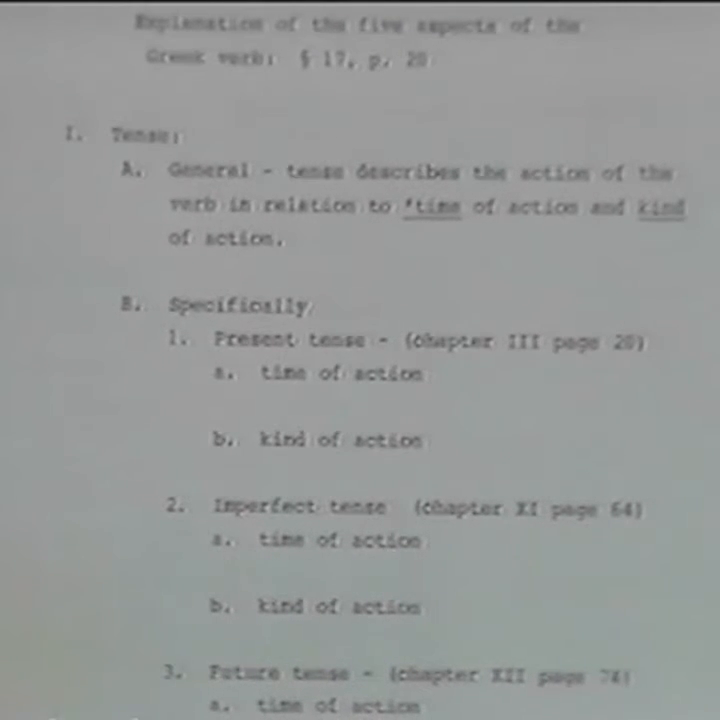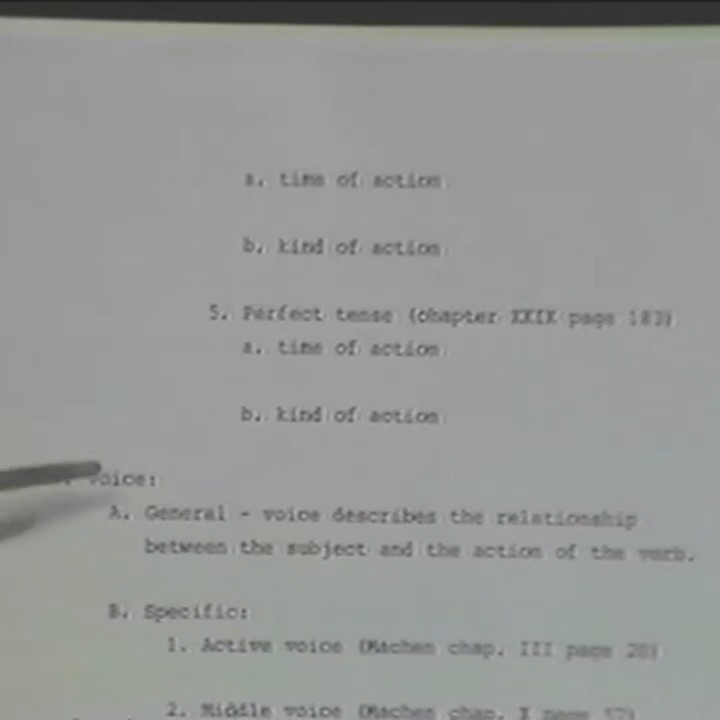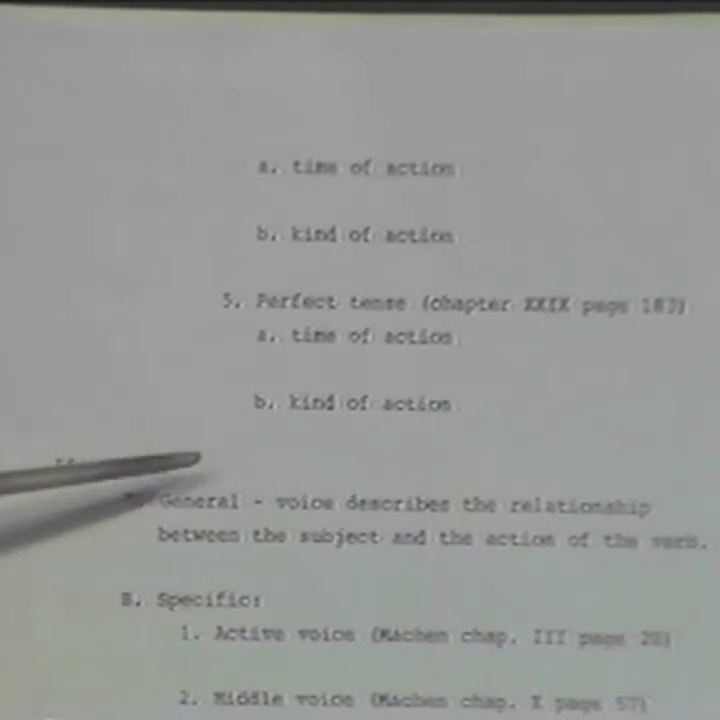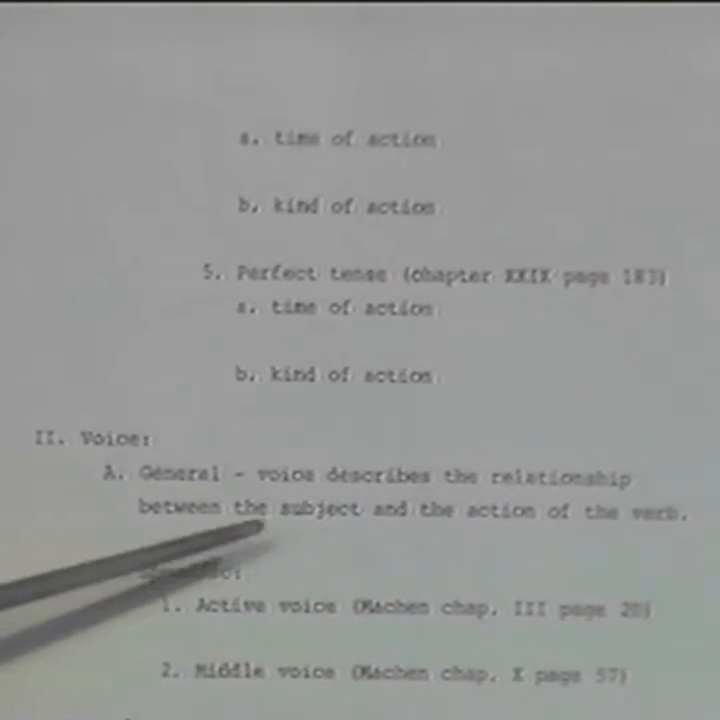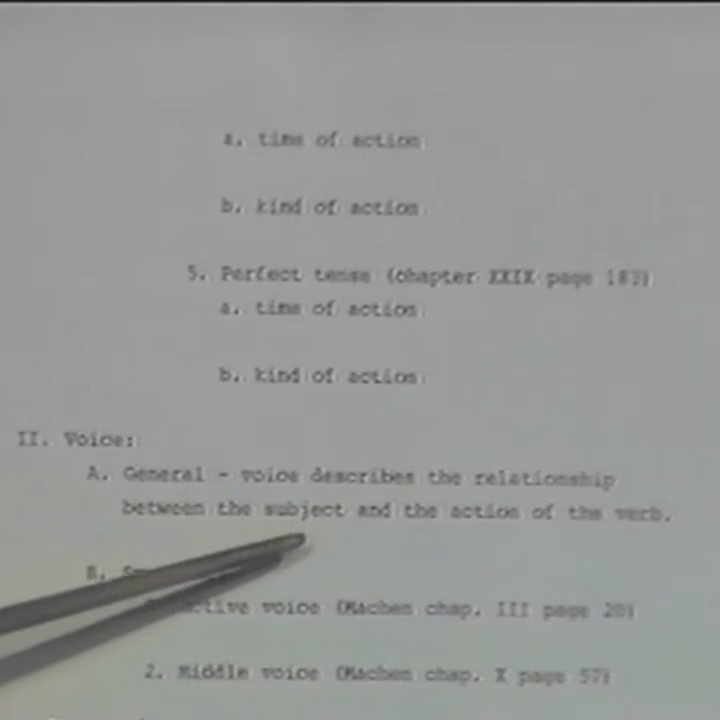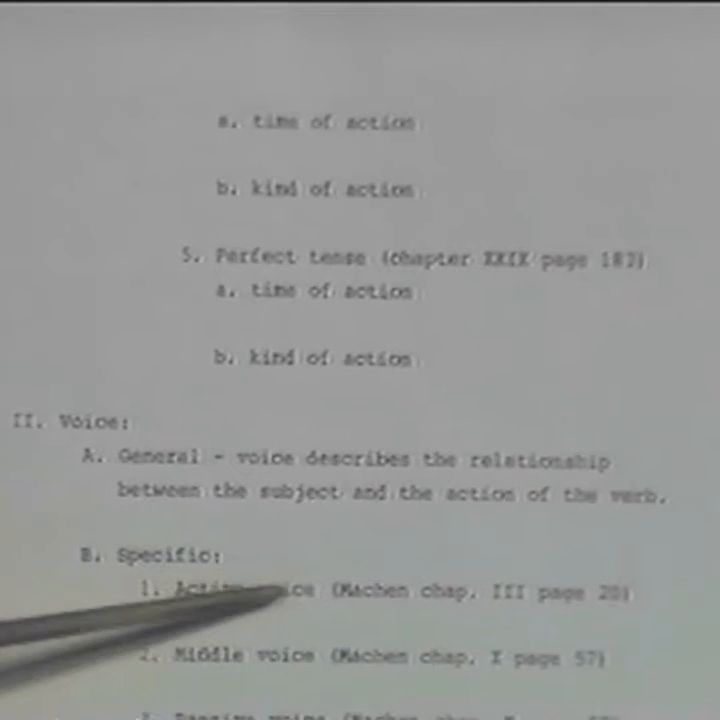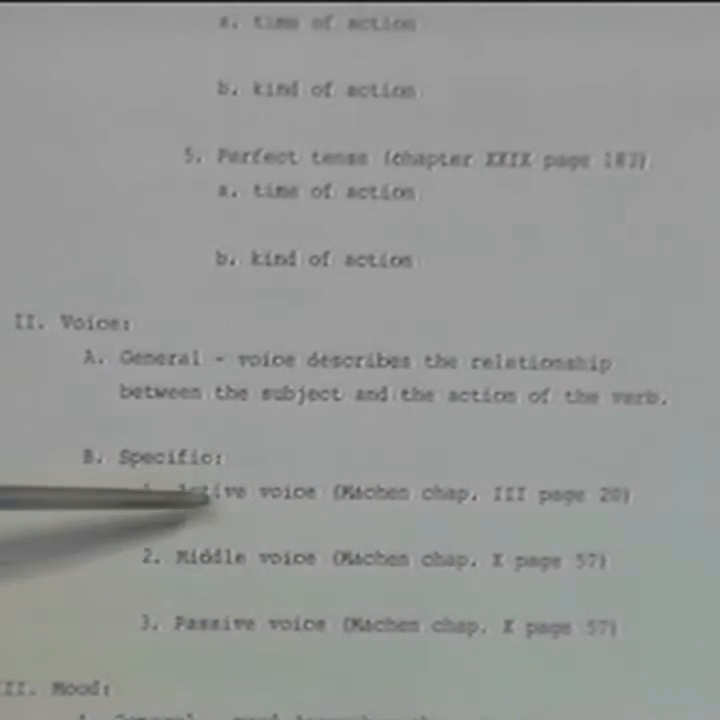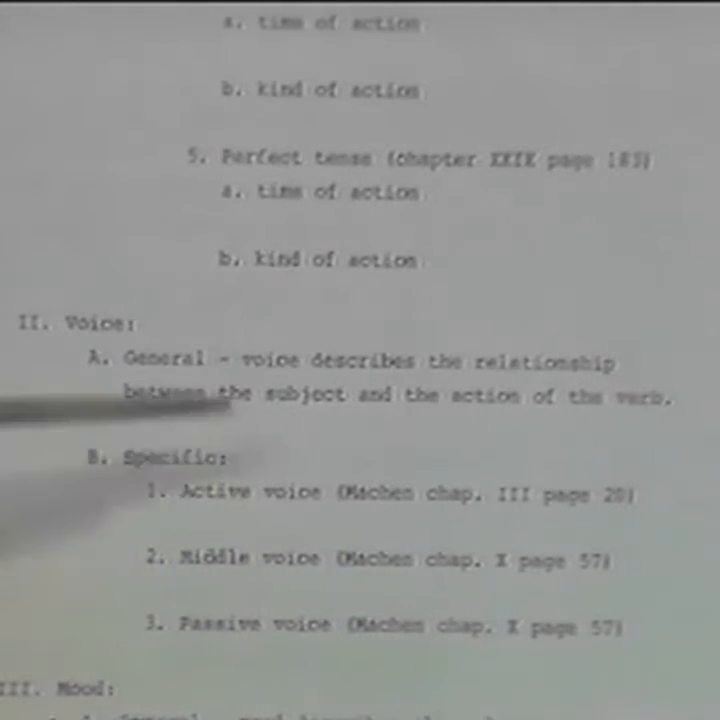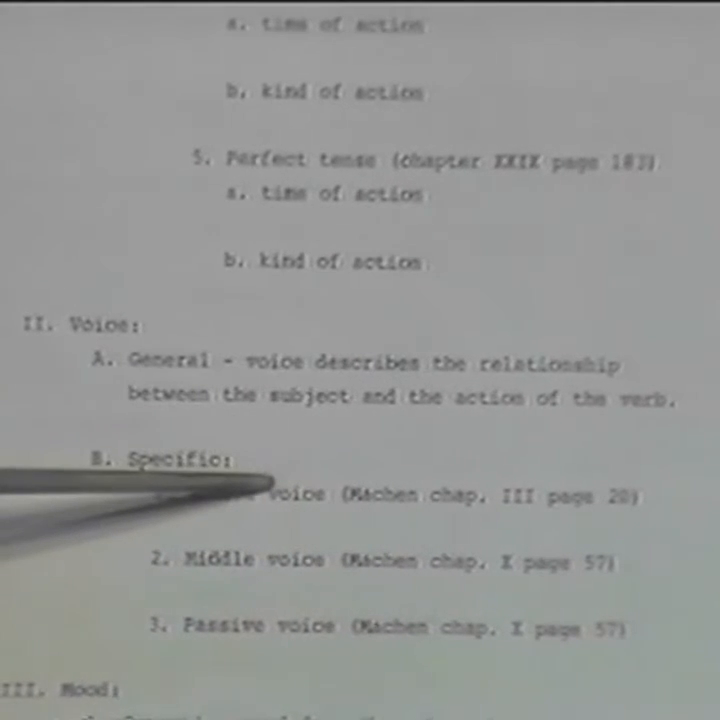We also have voice. Tense, voice. Now, on page 2, you see the general definition of voice. Voice describes the relationship between the subject and the action of the verb. Now, specifically the active voice. We're talking only about active here. Active, write this in, shows the subject producing the action. The active voice, the subject produces the action. That's the definition of active voice.